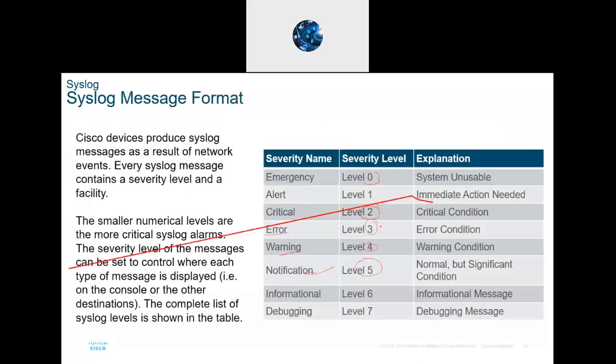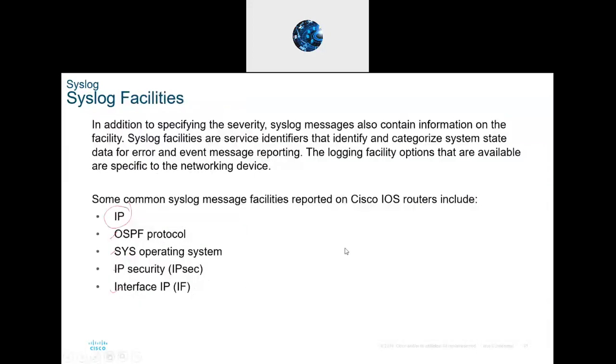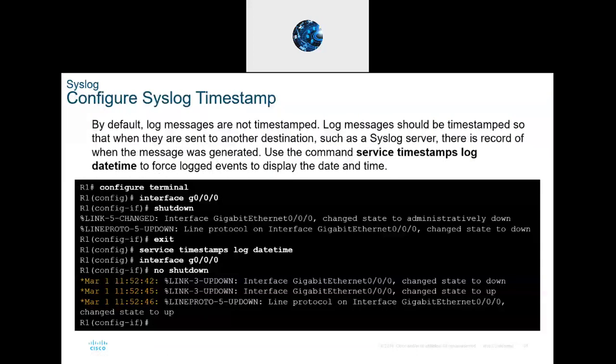So you can see 3 means what? Error. 4 means what? Warning. 5 means what? Notification. So these are just the ones you need to be aware of. Look at it here. They shut down. We got information that something was shut down. Exit. And then they are telling us something here.